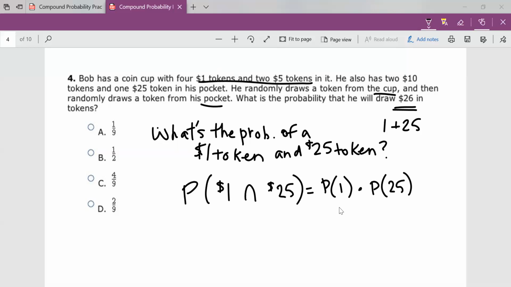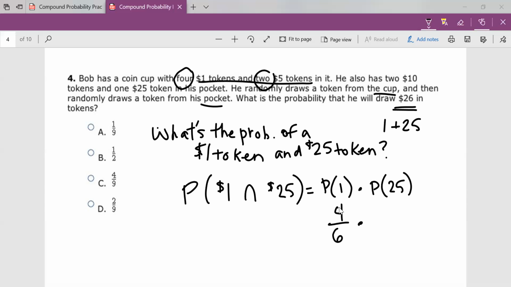Well, let's go back to his cup, coin cup. He has 4 and 2. So that's 6 tokens total. And how many of them are 1s? 4 of them. So the probability of taking a 1 out of his coin cup is 4 out of 6, like how he keeps the higher ones in his pocket.